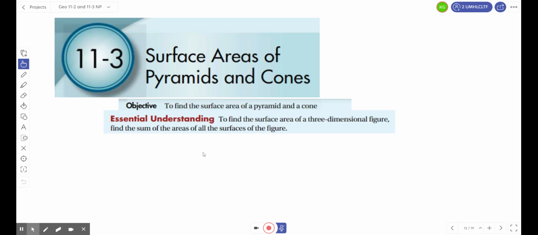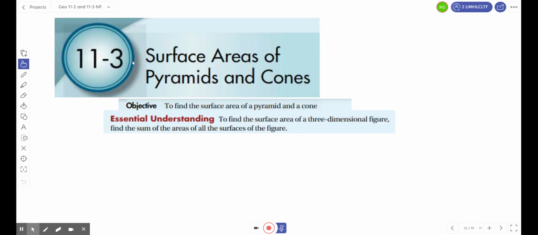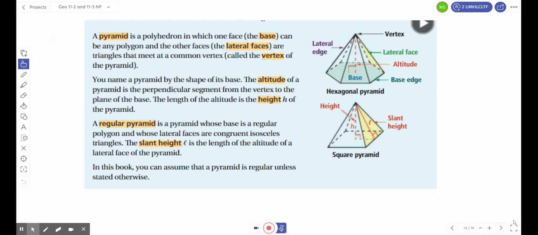All right, moving forward, 11.3 is the surface area of pyramids and cones. And so we're going to learn how to find the surface area of pyramids and cones. Here are some pyramids. A pyramid is a polyhedron, or a multi-faced solid. Hedron means side, and poly means many. So it has many faces.